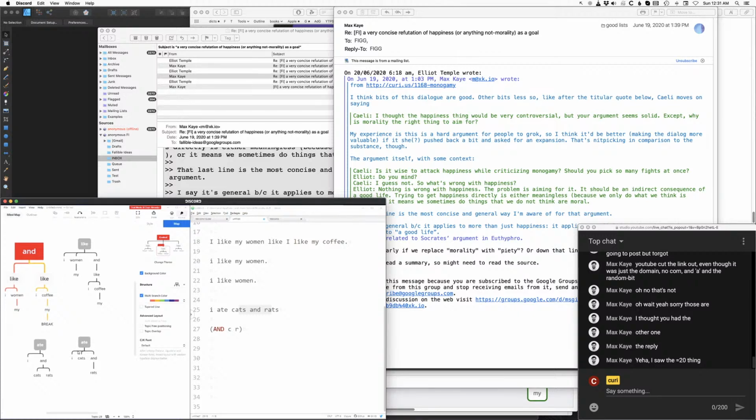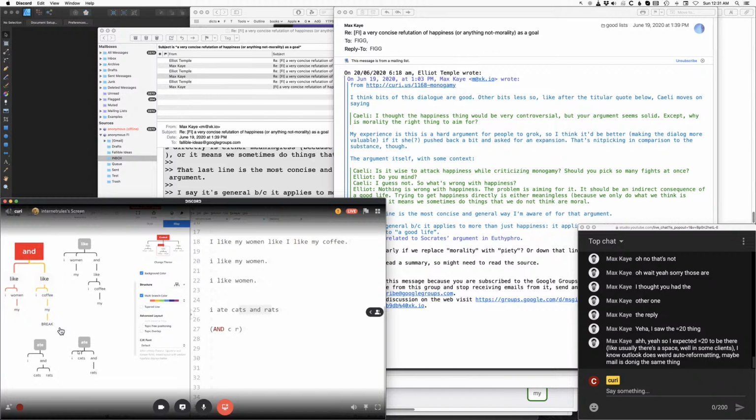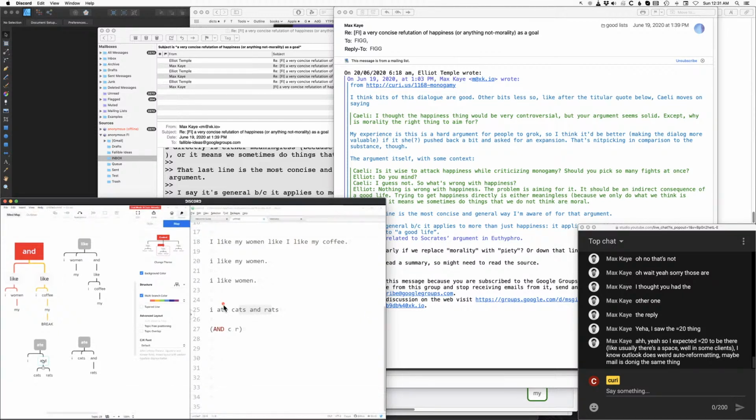Yeah, I'm not sure. Well, what's grouped together in the left one? Okay, and here, cats and rats are grouped under and. Yeah, and does that make sense and fit the sentence? What is he eating? He's eating cats and rats. Or, well, he's eating and, which consists of cats and rats.